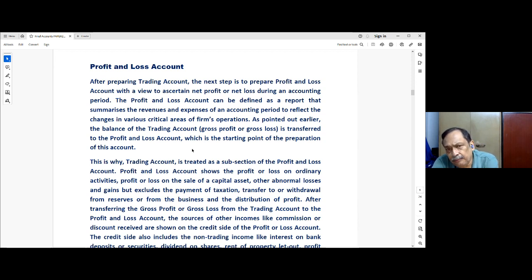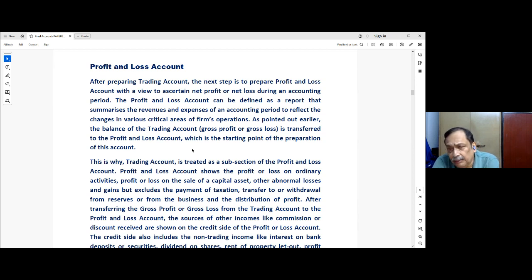Now, the profit and loss account can be defined as a report that summarizes the revenues and expenses of an accounting period to reflect the changes in various critical areas of the firm's operations.